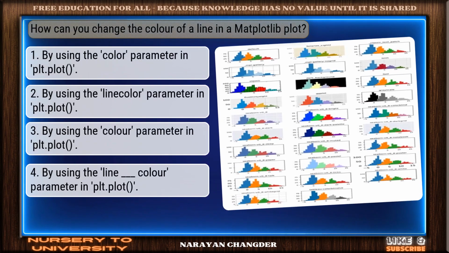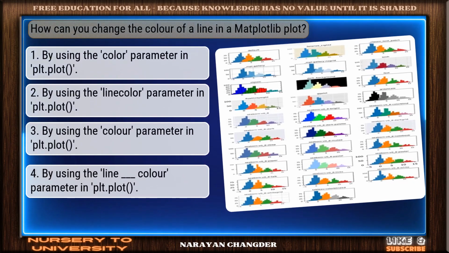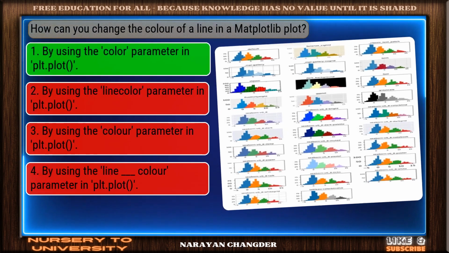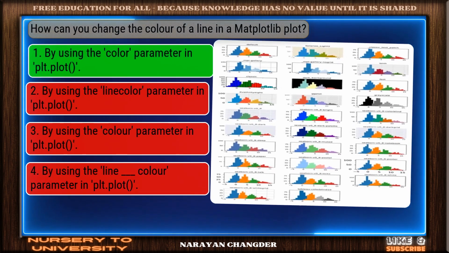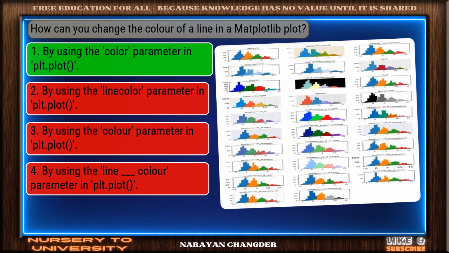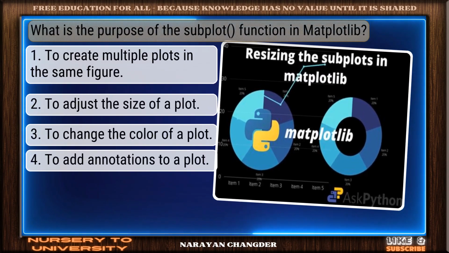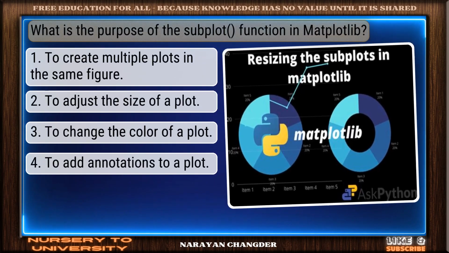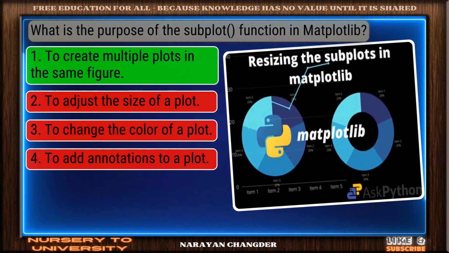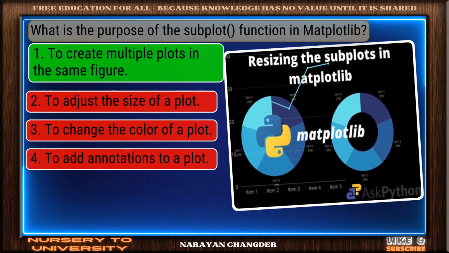Question number 25. How can you change the color of a line in a Matplotlib plot? On track. By using the color parameter in plot. Plot is the correct answer. Question number 26. What is the purpose of the subplot function in Matplotlib? Well reasoned. To create multiple plots in the same figure is the correct choice.